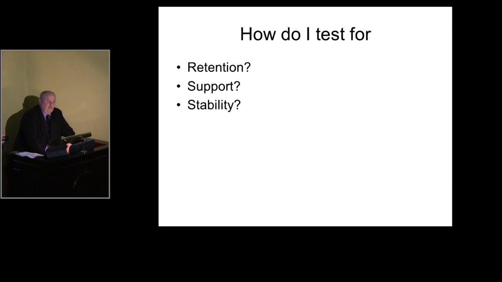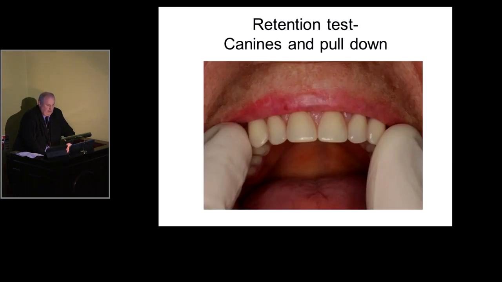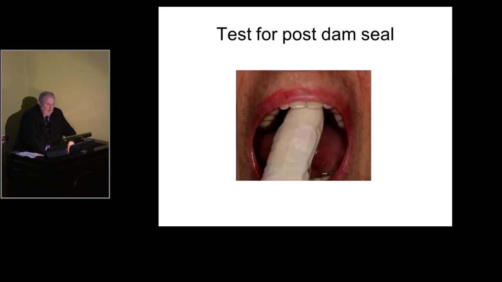How do you test for retention, support, and stability? This is how you test for retention. Pull on the canines. If it doesn't come down, you have retention. Doesn't mean anything other than that. Tip at the front, that's the post-dam.